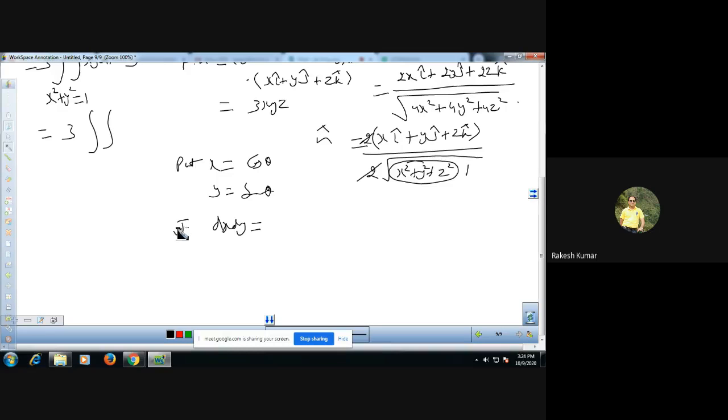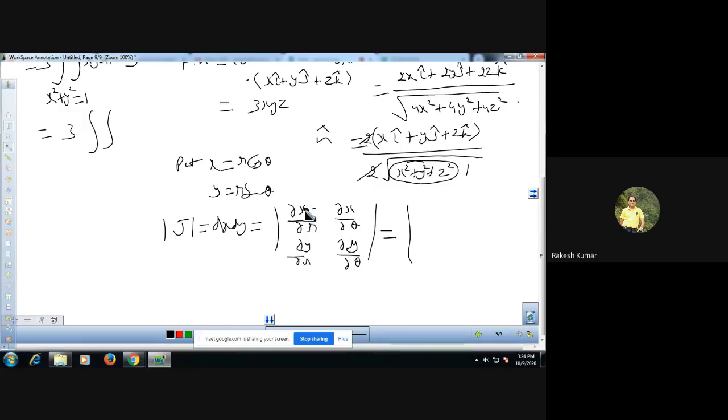Jacobian J will be dx dy. And how to find the Jacobian? It is the determinant of del x by del r, del x by del theta, del y by del r, and del y by del theta. This is the way to find the Jacobian. You can take r here.